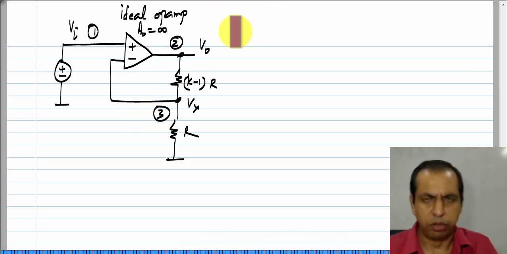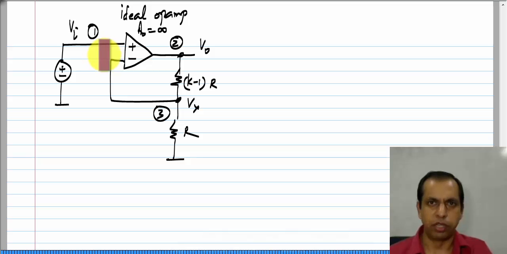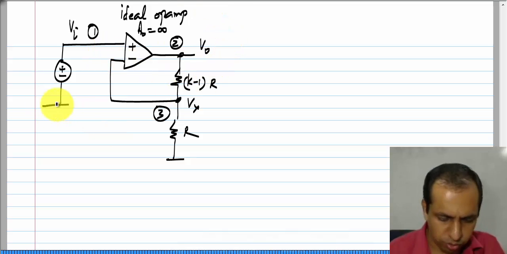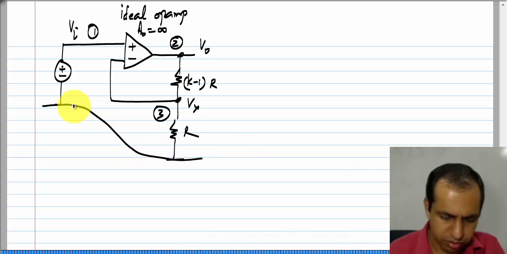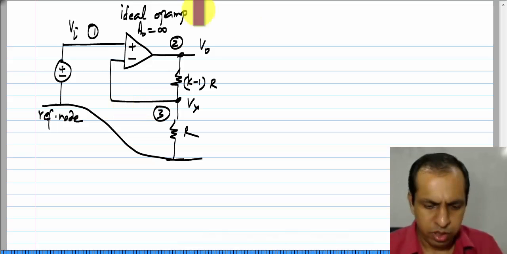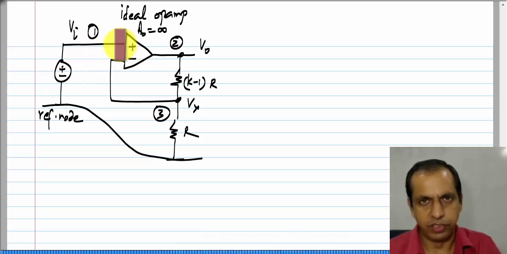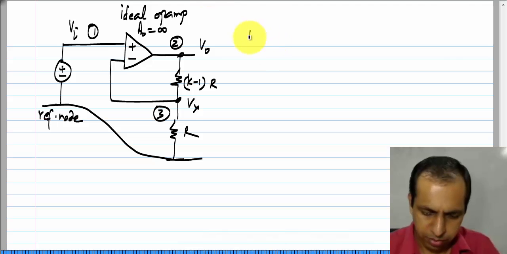Now, we will try to do nodal analysis, which means that we should try to write Kirchhoff's current law equations at all the nodes. The reference node, of course, is the ground. Okay. This is the reference node. Now, if you look at node 1, there is a voltage source there. So, that means that we cannot write a KCL equation over there.